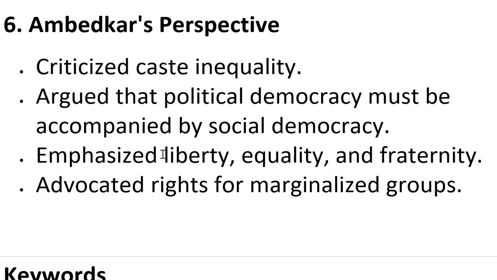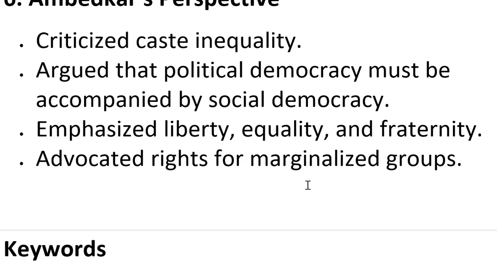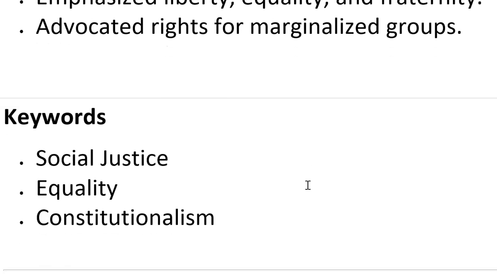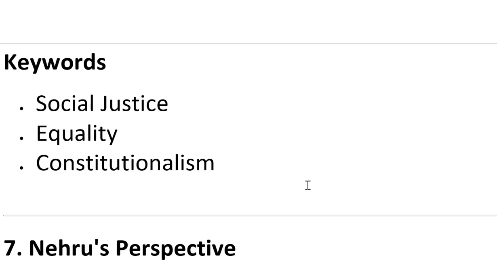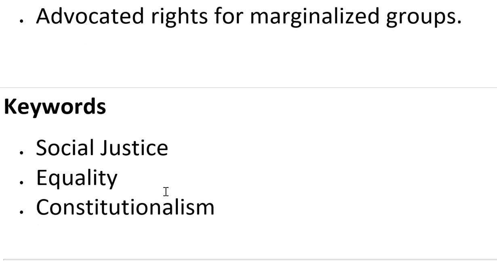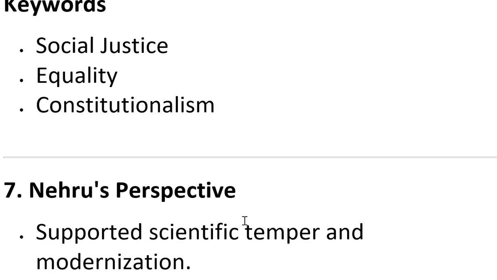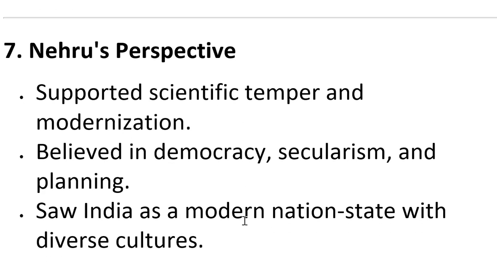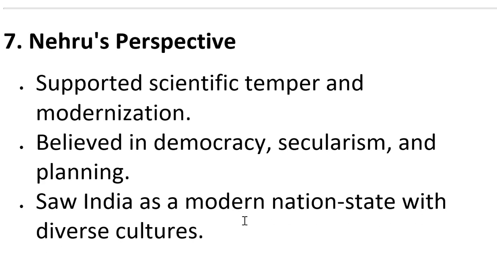He advocated rights for marginalized groups. What were the key words as per Ambedkar's image of India? Social justice, equality, constitutionalism. He always wished that India should become a nation which gives priority to social justice, equality, and constitutionalism. And lastly, India's first Prime Minister Nehru had his own vision about how people should view India.